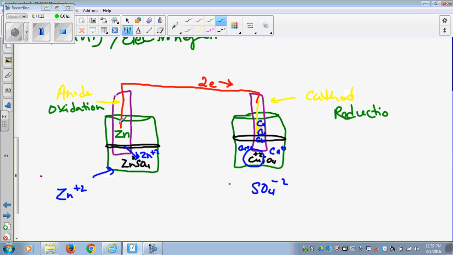For me to make this current flow consistently without any interruption, I need to keep the amount of solution the same. The electrolytes should stay the same. So to keep the flow of these ions consistent, I'm going to connect them with a salt bridge. What is this salt bridge going to do? The salt bridge is made of, let's say, sodium sulfate.